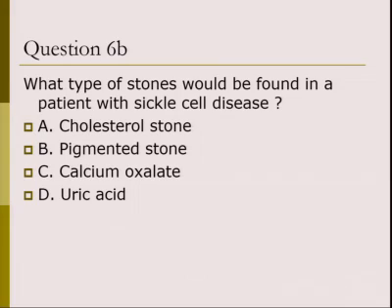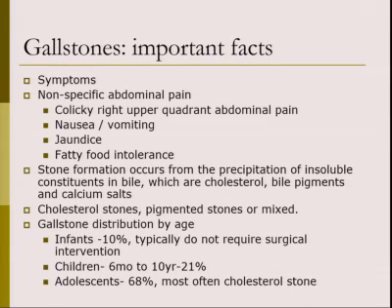So what type of stones would you find in a patient with sickle cell disease? Would you see cholesterol stones, pigmented stones, calcium oxalate stones, or uric acid stones? So the answer is B, pigmented stones, because these stones in this patient are related to hemolysis related to sickle cell disease. And so what are the important facts about gallstones?